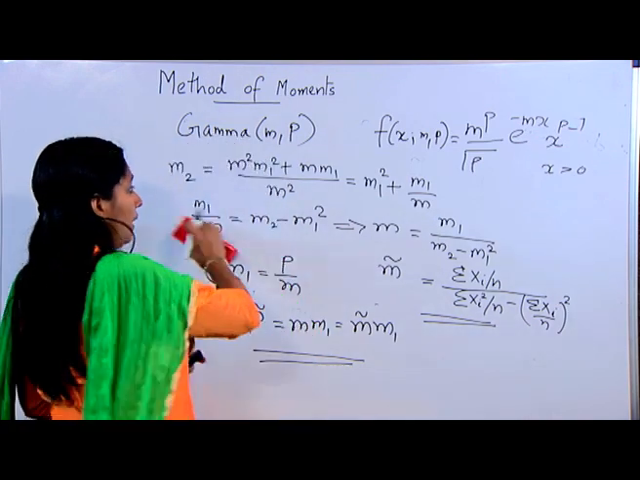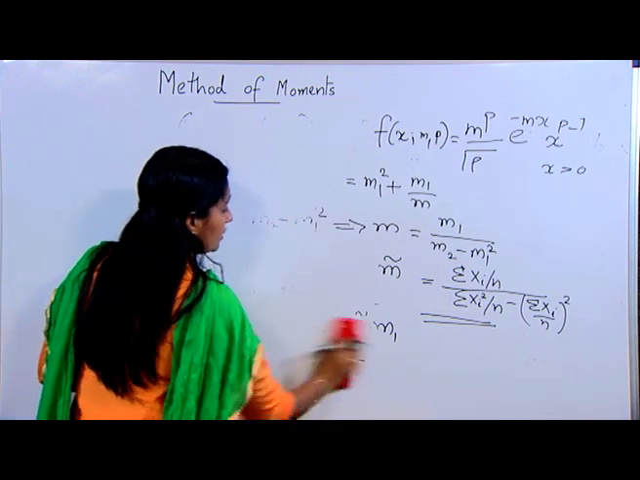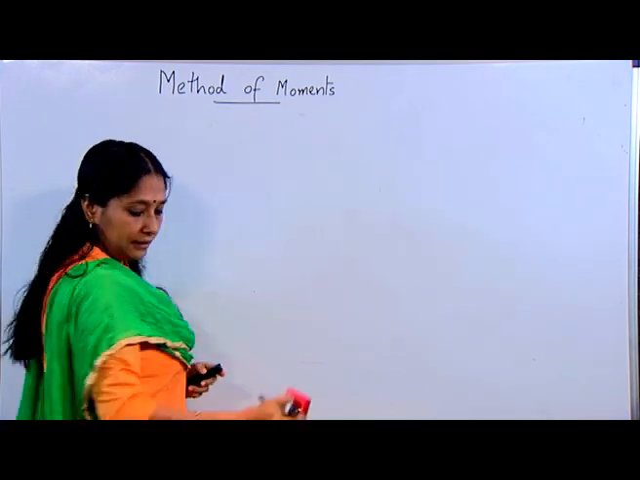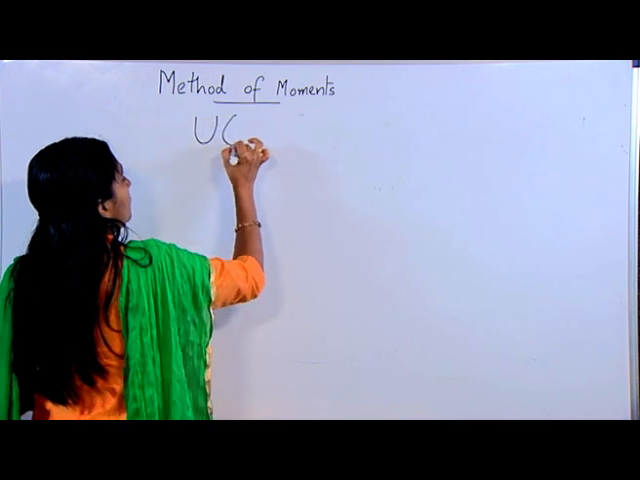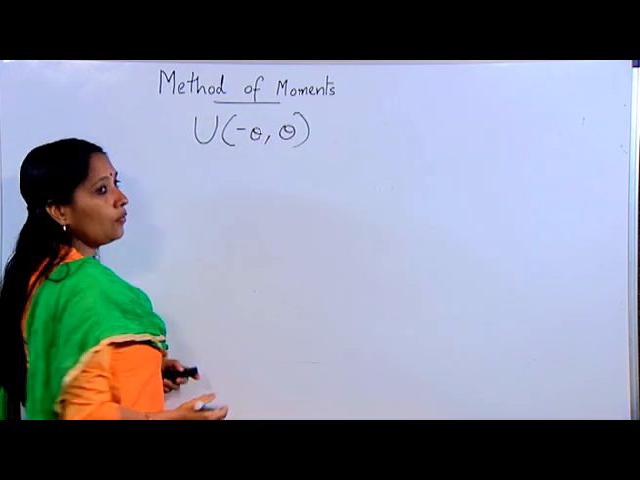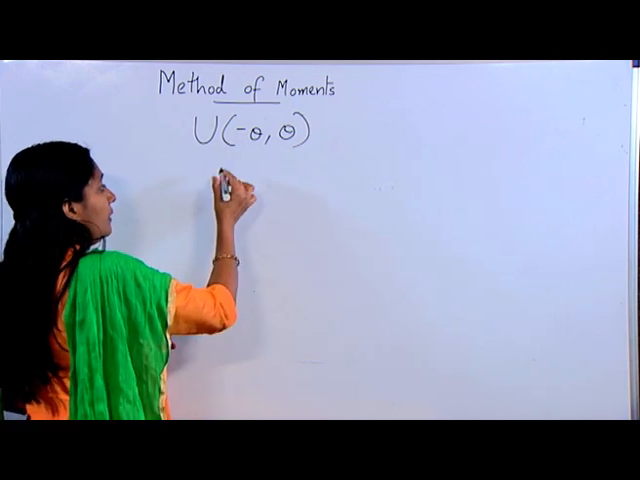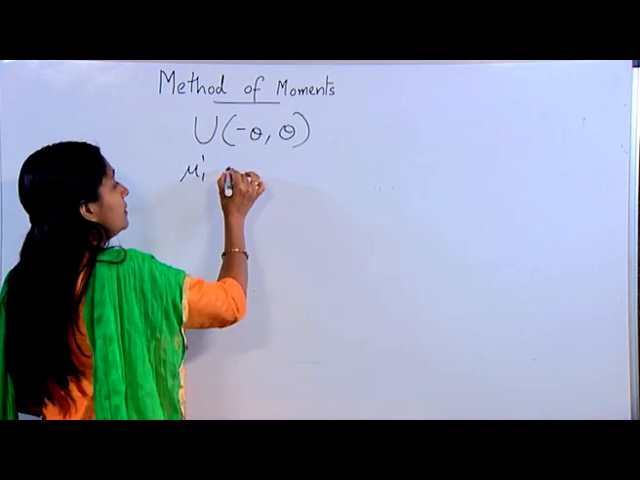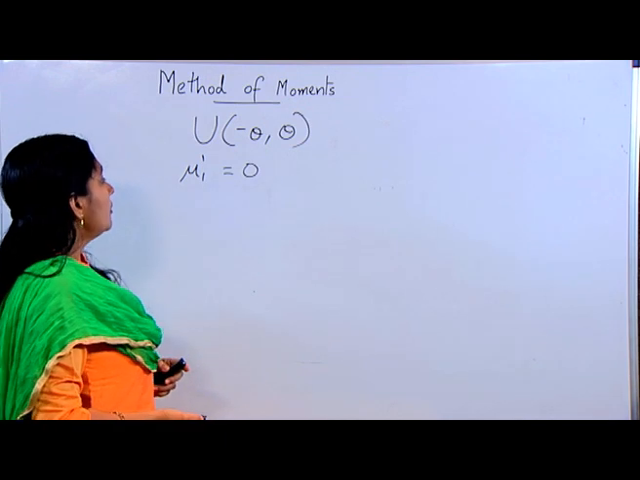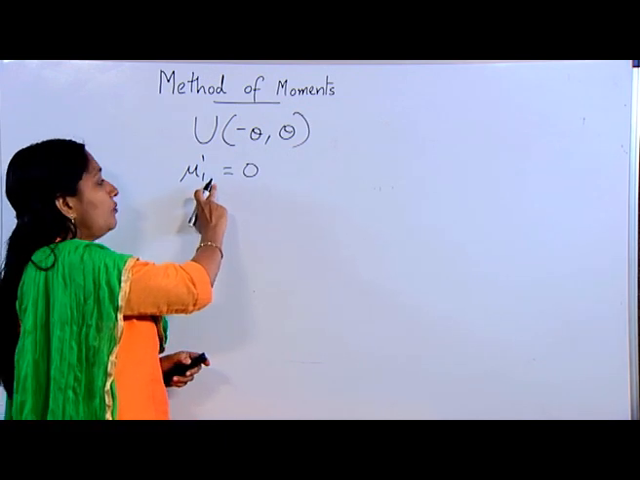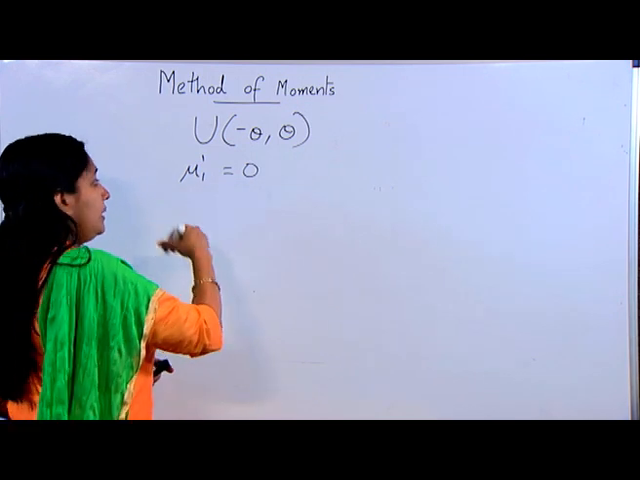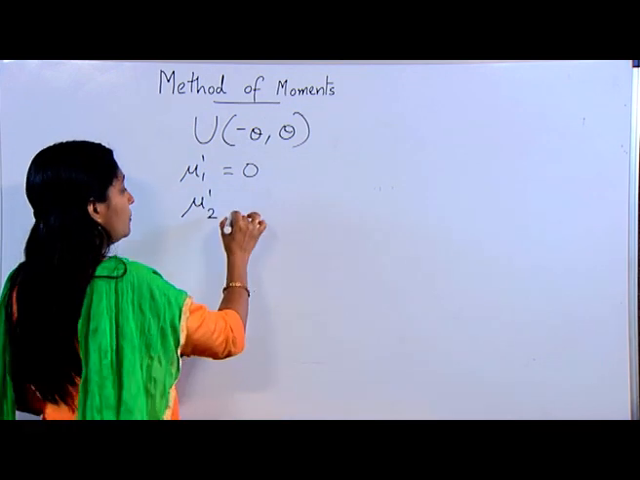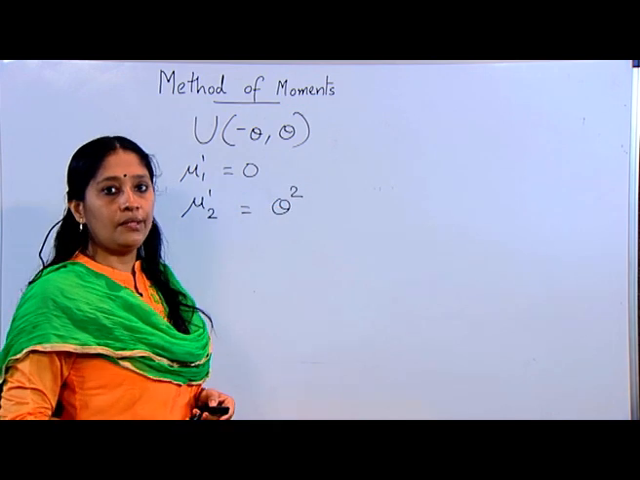Now, suppose we have again a uniform distribution, but the parameter is different. Here we are taking a random sample from uniform minus theta to theta. So, here we have only one parameter theta, and we know that the first order population moment mu 1 dash is equal to 0. But we cannot equate this with the first order sample moment. So, we take the second order moment mu 2 dash, which is equal to theta square divided by 3.